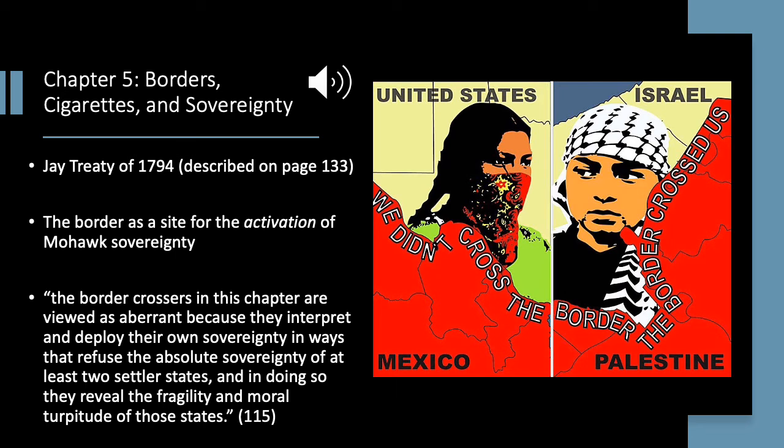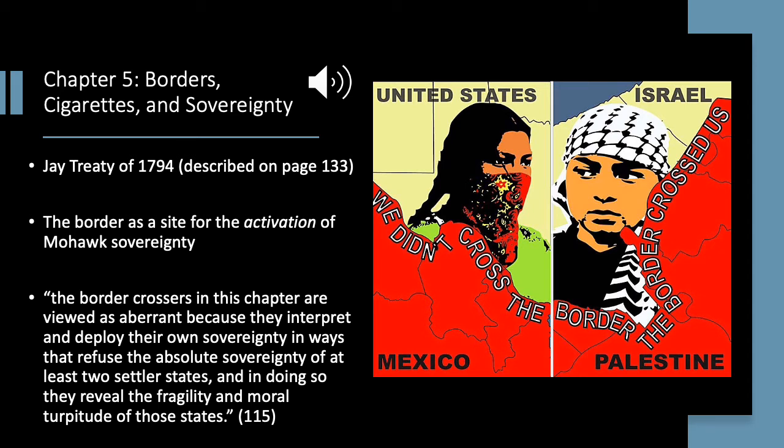In order to understand these border crossings, we need to understand the Jay Treaty of 1794, described in more detail on page 133. The Jay Treaty is what defines the border between the U.S. and Canada, and it also recognized indigenous peoples living on that border area as having the sovereign rights to move back and forth across these borders. Those movements are protected by the Jay Treaty.